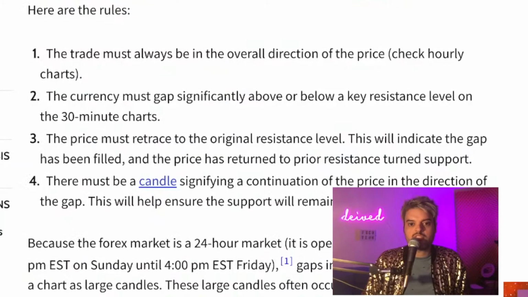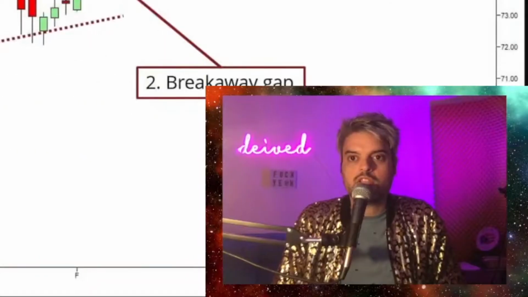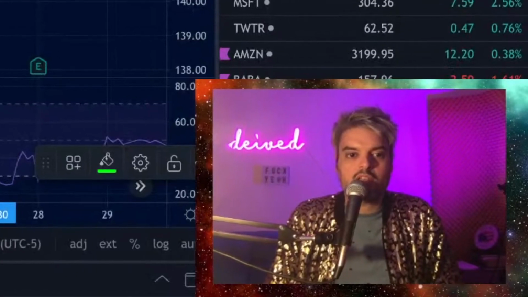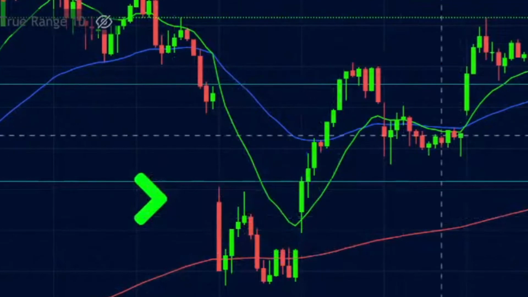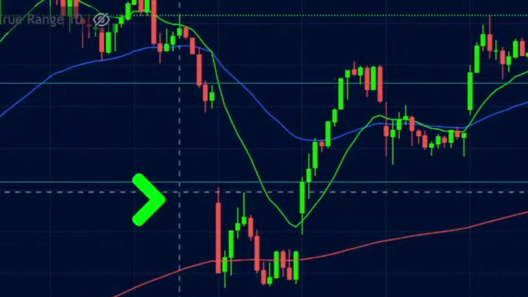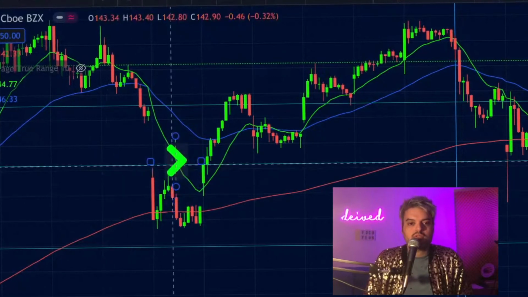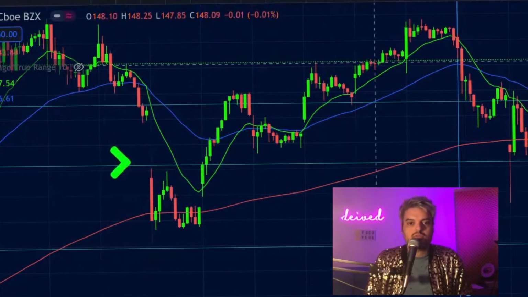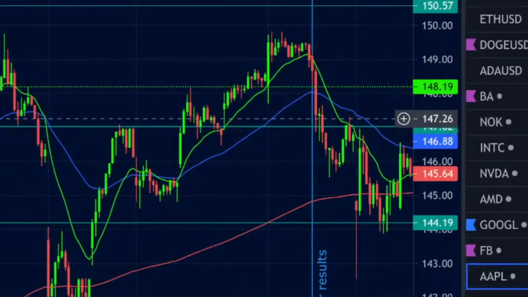The currency must gap significantly above or below a key resistance level on the 30-minute chart. So in this particular case, we're looking at Apple, and in the 30-minute chart, you can definitely appreciate the gap over here. It broke a resistance level. You know, it did pull back down, right? And it broke a resistance level. And it continued with the momentum to the next resistance, which was the broken support.